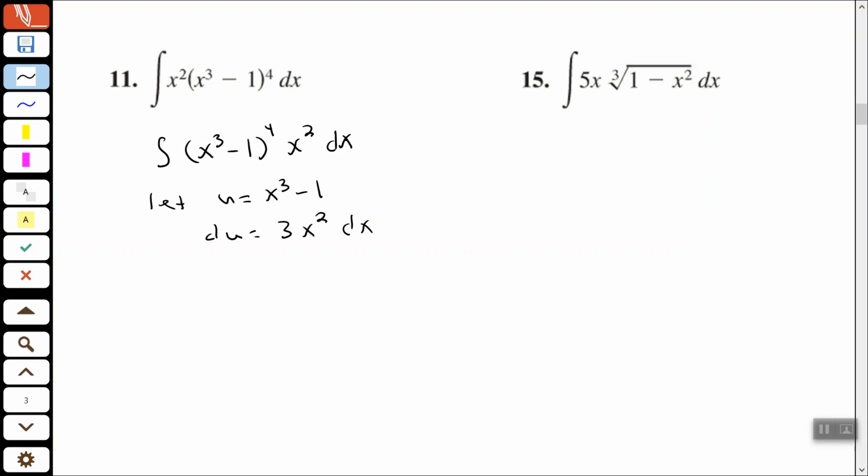All right, so that's not quite x squared dx, but I can divide both sides by 3 in my derivative, or multiply by 1/3, and that tells me that 1/3 of du equals x squared dx. And that's what we wanted. We wanted that x squared dx.